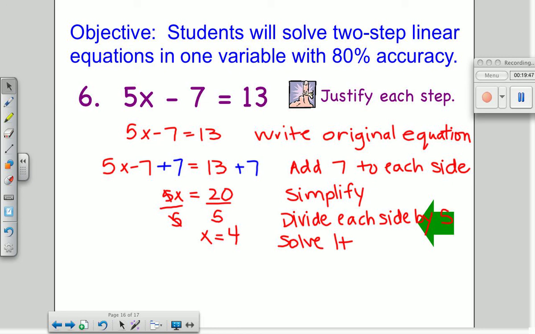And let's check our root to make sure. So I'm saying that 5 times 4 minus 7 is equal to 13. Well, 5 times 4 is 20. 20 minus 7 is equal to 13. Why, yes it is. That checks.